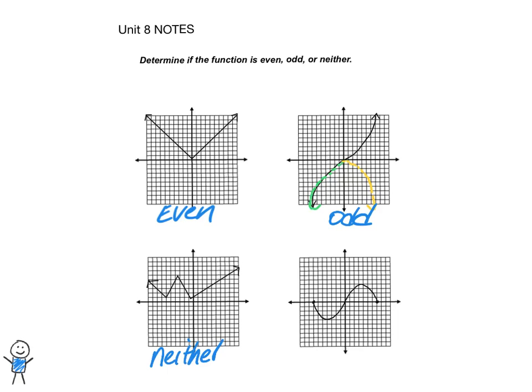And the bottom right one, definitely it's not even, because it's not symmetrical about the y-axis only. However, if I reflected it across the x-axis and then performed another reflection across the y-axis, it looks like we have that example of symmetry about the origin, which makes this another odd function.